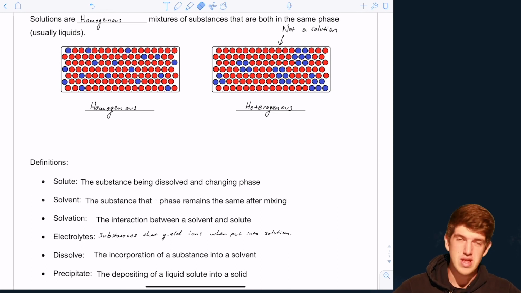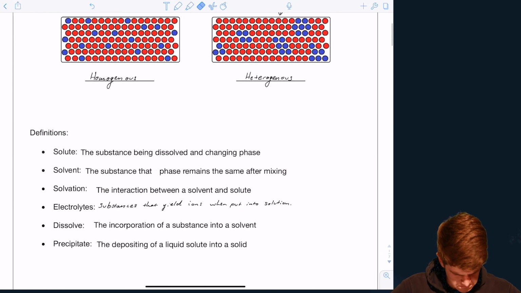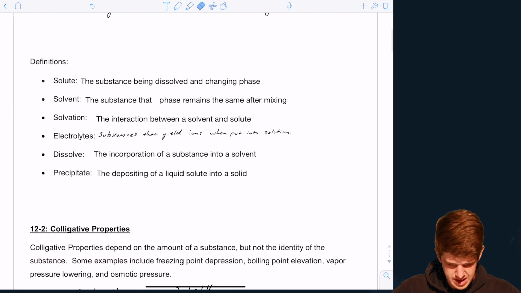The only ones that really won't do this are going to be molecules like, let's say, glucose or sucrose, ethanol. All of those don't split up. What you put into solution is the exact same compound that will be in solution. CH3CH2OH, put into solution, still CH3CH2OH. So, colligative properties.